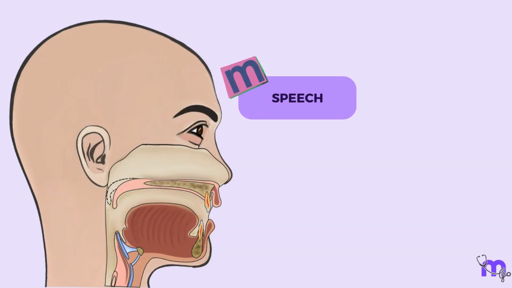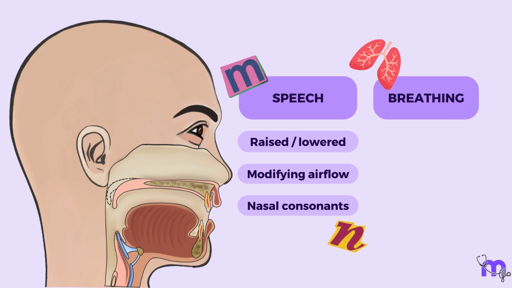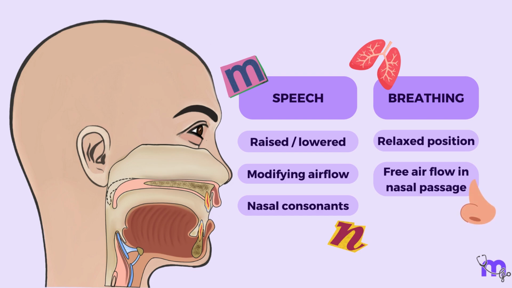During speech, it can be raised or lowered to modify the airflow, allowing us to produce certain sounds like nasal consonants. While breathing, the soft palate remains in a relaxed position, allowing air to flow freely through the nasal passage.